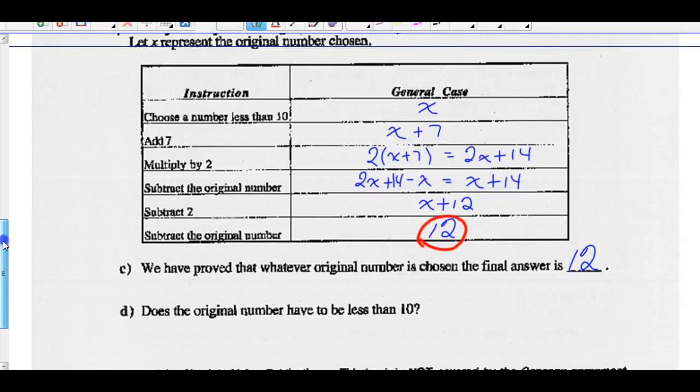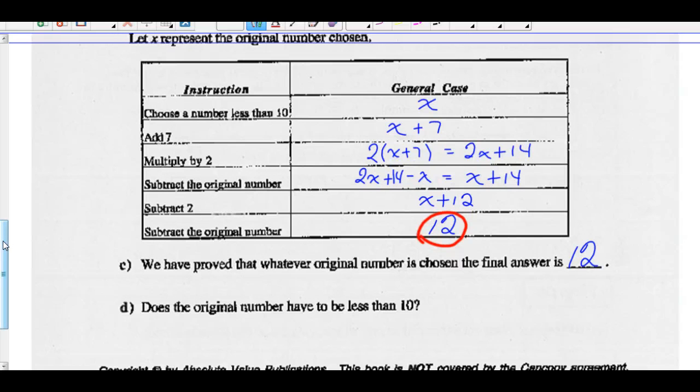Part D says, does the original number have to be less than 10? Well, up in our original general case here, when I chose x, I didn't really say that x has to be less than 10. I just picked x as any number. So we can say that, no, x can be any number. x represents any number. Doesn't matter what that number is. You'll still end up with 12 at the end of that little procedure.